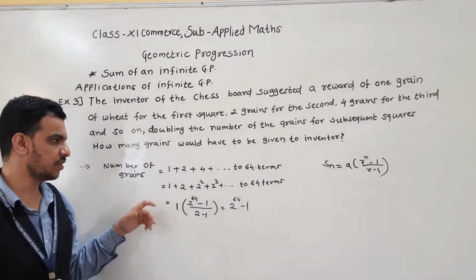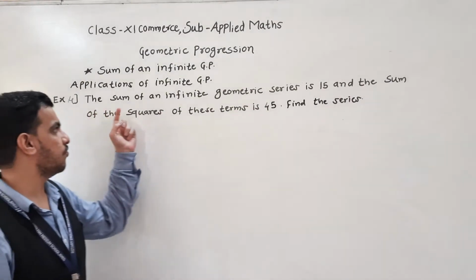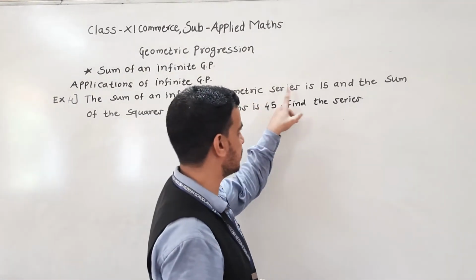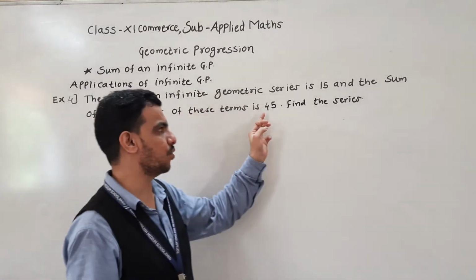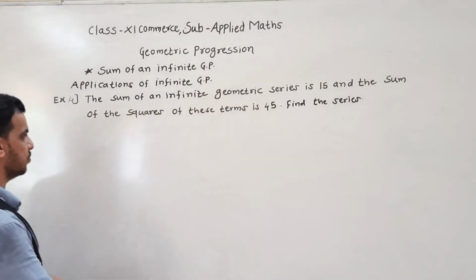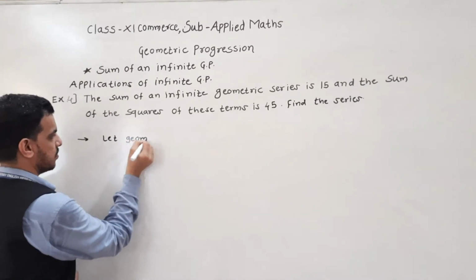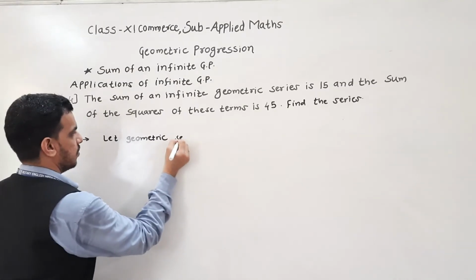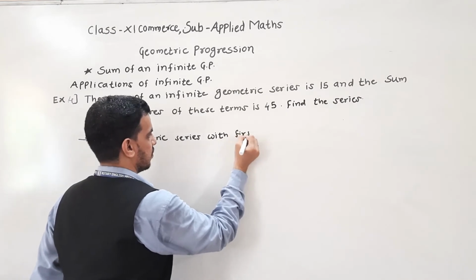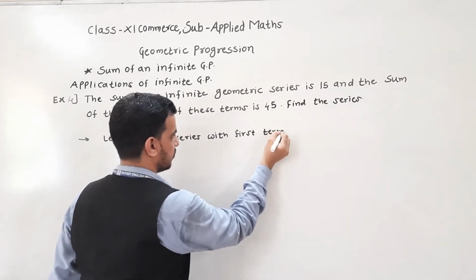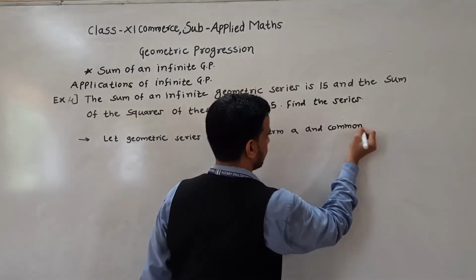Okay, now we will take the next example. The fourth example is: the sum of an infinite geometric series is 15 and the sum of the squares of these terms is 45. Find the series. Okay, so let the geometric series have first term A and common ratio R.